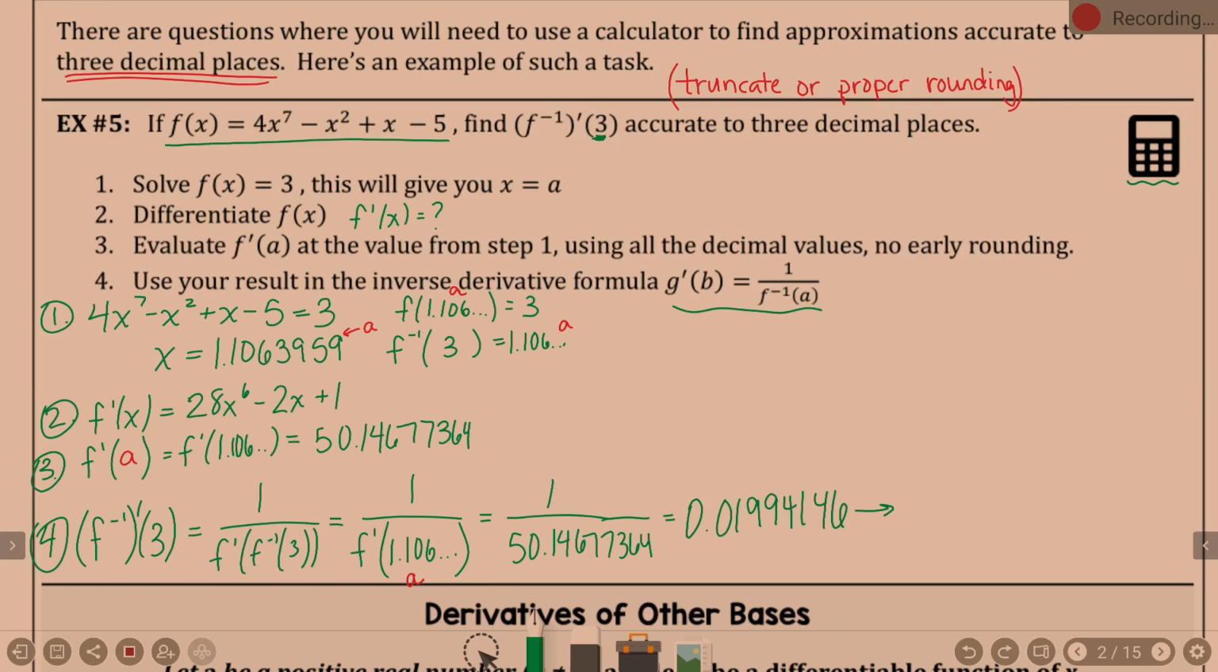Okay, my calculator says this, 0.01994146. I guess my calculator goes on to say 24 there. Now, okay, AP rules, three decimal places. What are the options to give me? 0.020. That would be the official rounding version, yes. Or 0.019. Those are your official answers.